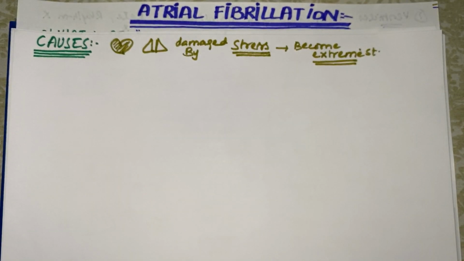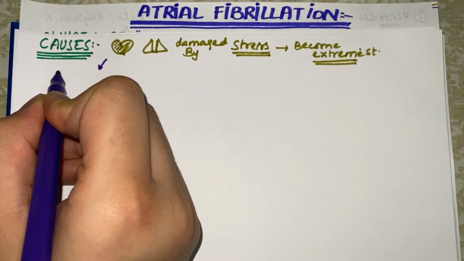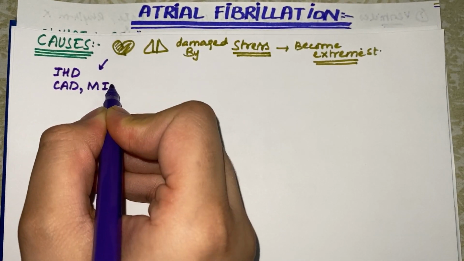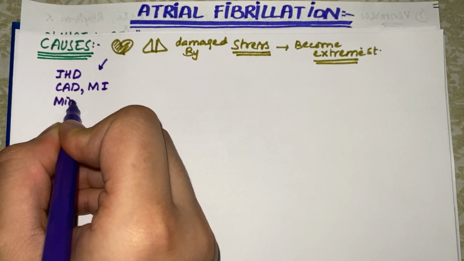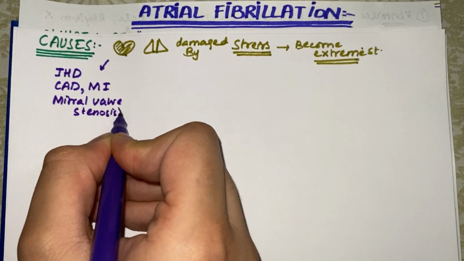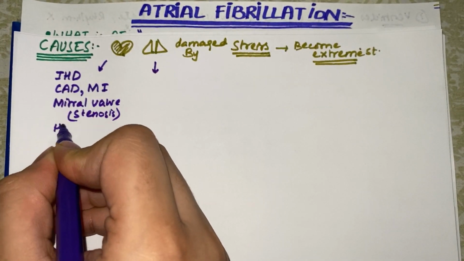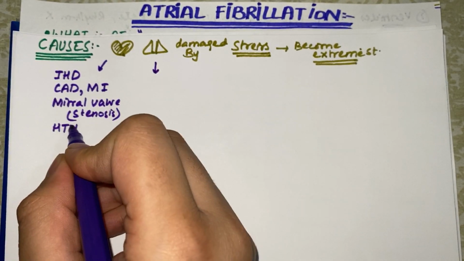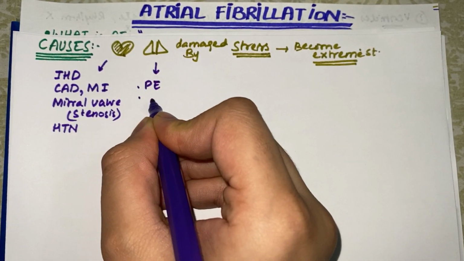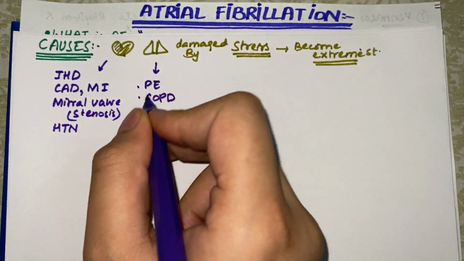So just remembering this mnemonic, we can remember all the causes of atrial fibrillation, starting from the heart. Now in the heart, what kind of problems can there be? They can be ischemic heart disease, or any coronary artery disease, myocardial infarction, any structural heart disease, particularly mitral valve disease, and more specifically in stenosis atrial fibrillation occurs. Then even hypertension can be a cause of atrial fibrillation. In the lungs, pulmonary embolism or COPD can occur. So these can contribute to atrial fibrillation.